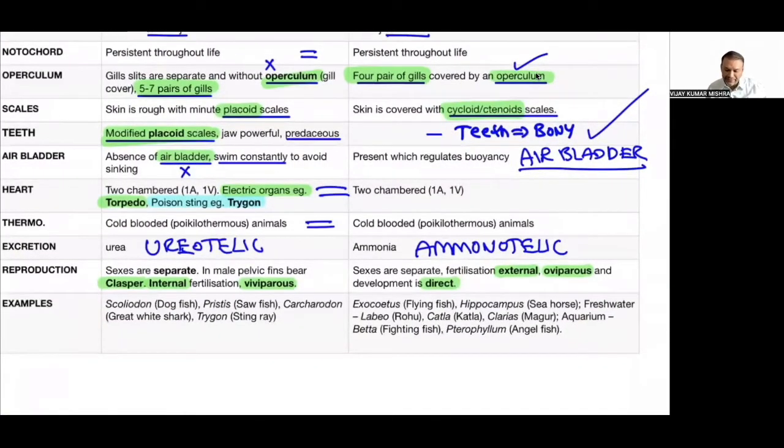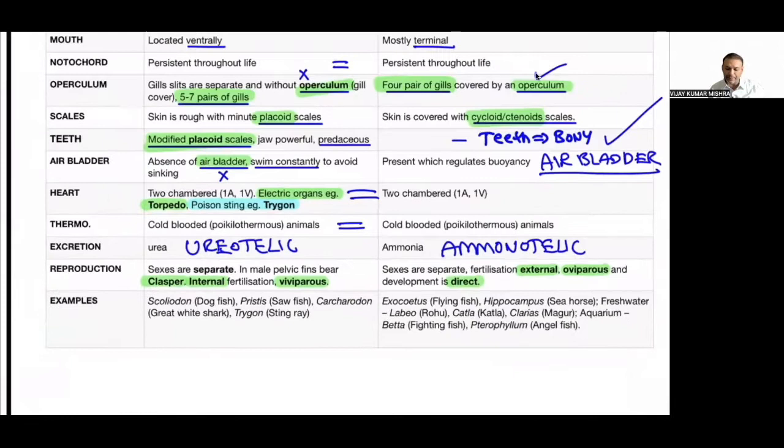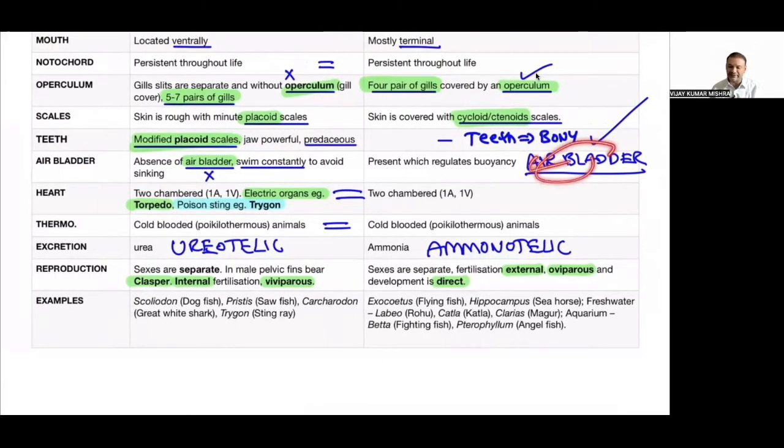Yes sir. Air bladder is going to be absolutely absent in case of cartilaginous fish, because cartilage weight is very less, so cartilaginous fish can swim constantly, and air bladder is not required. But here air bladder is going to be absolutely present, and so they can maintain their buoyancy, they can maintain their position in the water. Is that clear? Okay. Heart is going to be obviously 2 chambered. Here also the heart is going to be 2 chambered, auricle and ventricle. That's it.